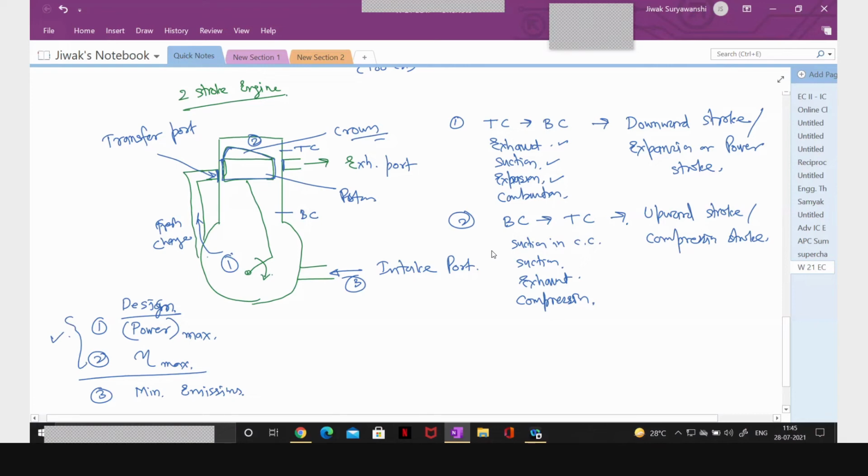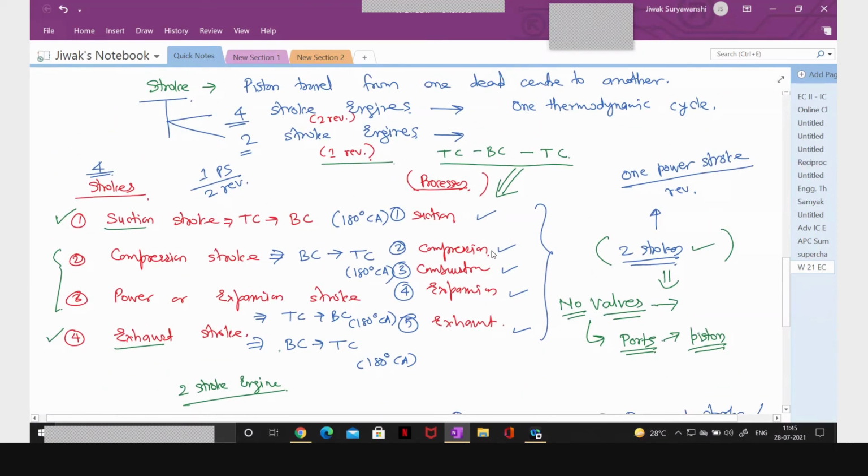If the power is maximum, then efficiency is also maximum, provided you supply the same amount of energy. What is efficiency? Efficiency is output divided by input. So for the same input, if you are producing more output, then efficiency will be higher. Now, as I said, here you are getting one power stroke per revolution, while here you are getting one power stroke per 2 revolutions.